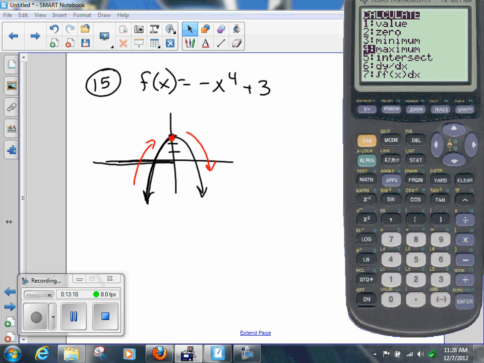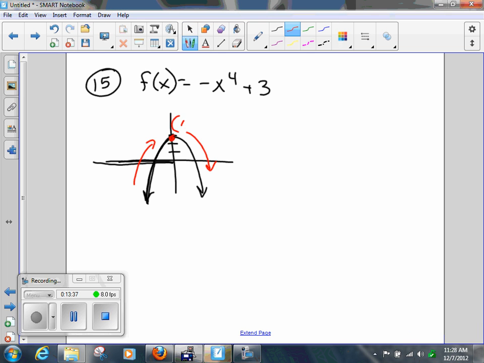Second, trace. Option 4, maximum. Go to the left. Go to the right. I do not want to guess. That means that my maximum is, oh, what does this mean? 2.8691 e to the negative 4. That means it's 0, 3. And you can pretty much tell on that picture.